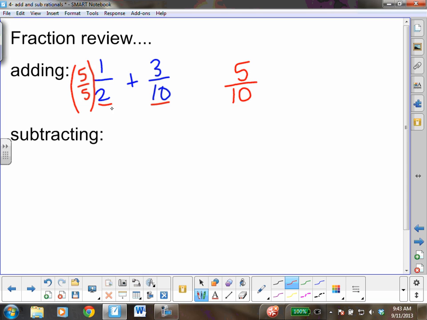The first fraction now becomes 5/10, which is the same thing as 1/2, plus 3/10, which did not have to change because it already had the proper denominator. And I add the numerators, so I get 8/10, which reduces to 4/5.